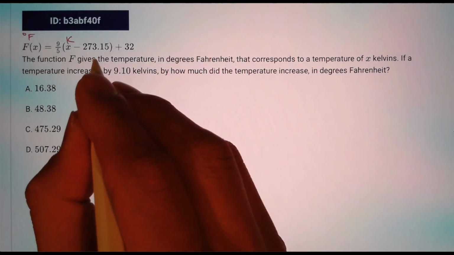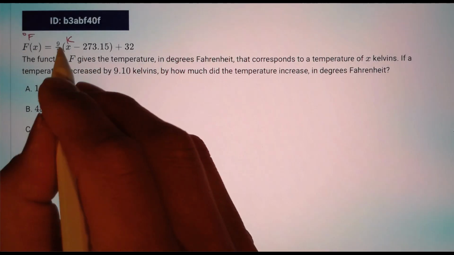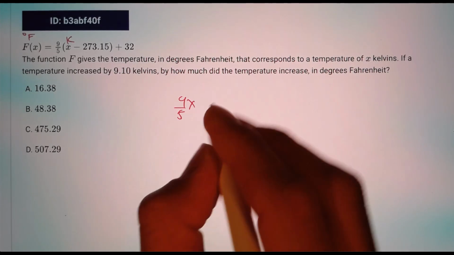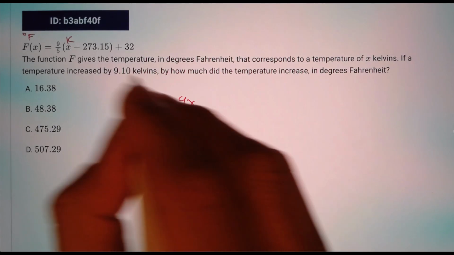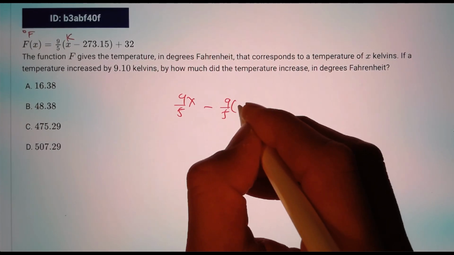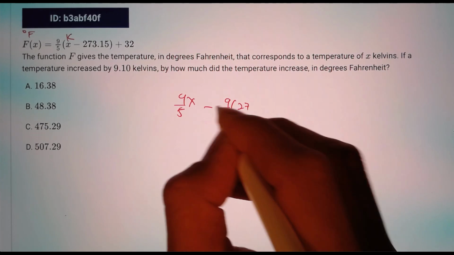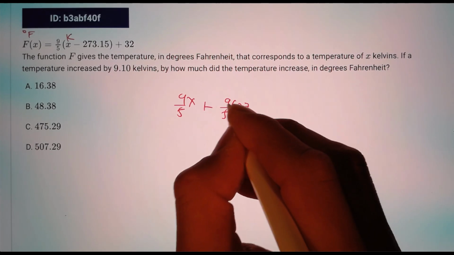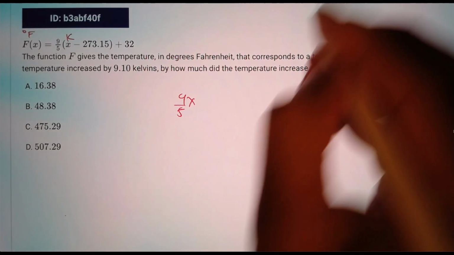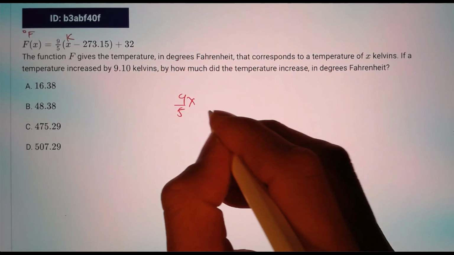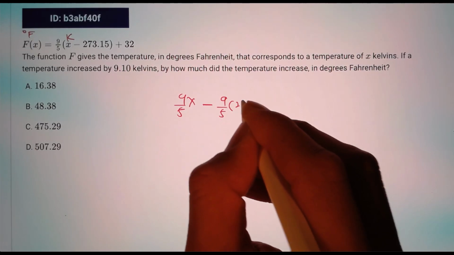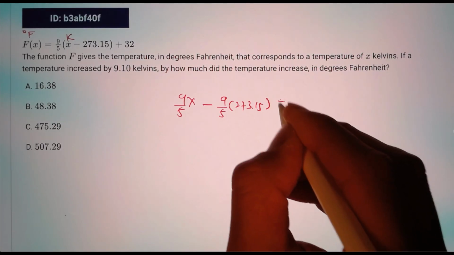The easiest way to find how much Fahrenheit increase is to distribute first. And you will see the only thing that really changed is 9 over 5x. Again, don't forget that x is still in Kelvin. And then we have 9 over 5 times 273. Actually, let's just take the negative out, because negative times positive is negative. And we get 9 over 5 times 273.15 plus 32.